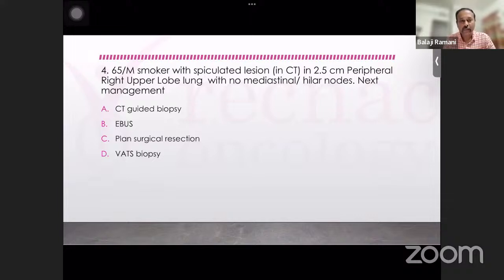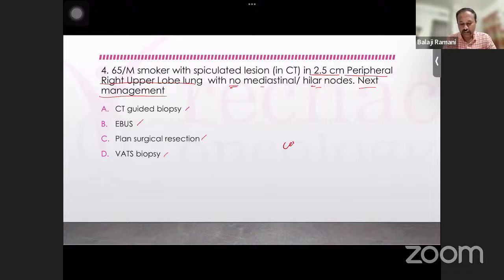A 65-year-old male smoker with a spiculated lesion on CT, 2.5 centimeters in the peripheral right upper lobe of the lung. There are no mediastinal nodes, no hilar nodes. What is going to be the next management? Is it going to be CT guided biopsy, EBUS, plan for surgical resection, or a VATS guided resection? Now, in general, whenever you have a lesion, the biopsy type is going to be determined by the location of the lesion.